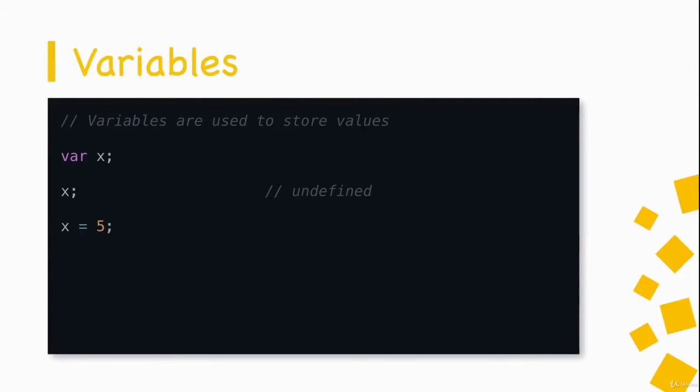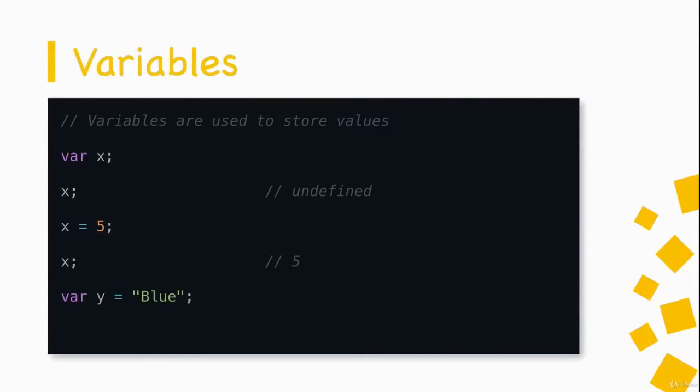So let's double check that. Now, if we type in x again, in order to access the value of this variable, we get 5 instead of undefined, because we have assigned the number 5 as the value to this variable. So now x equals 5.